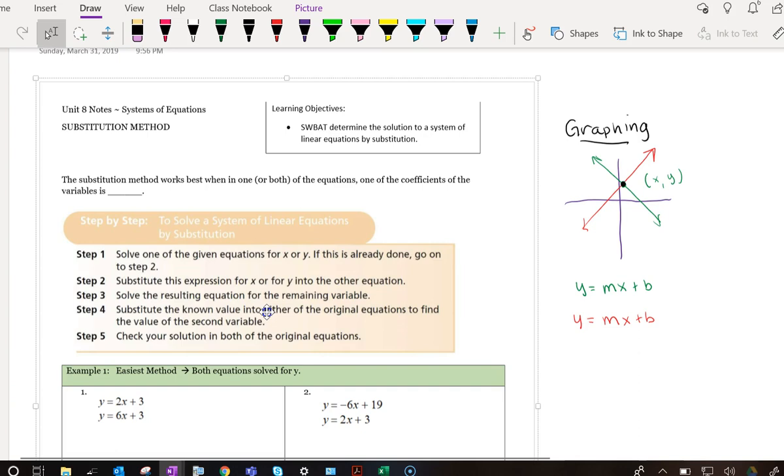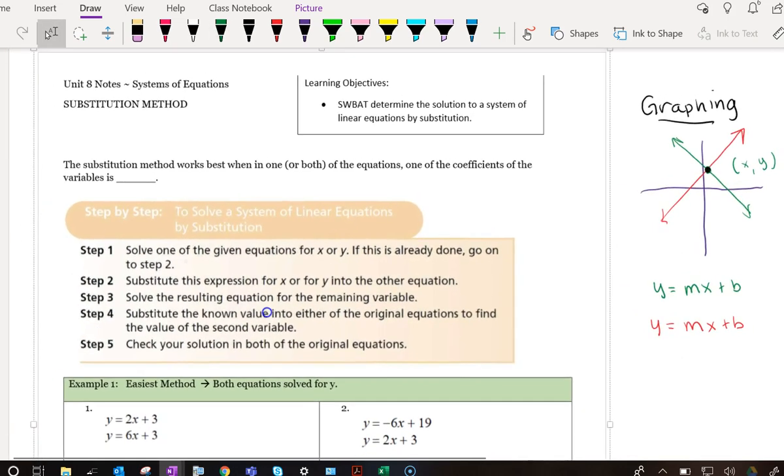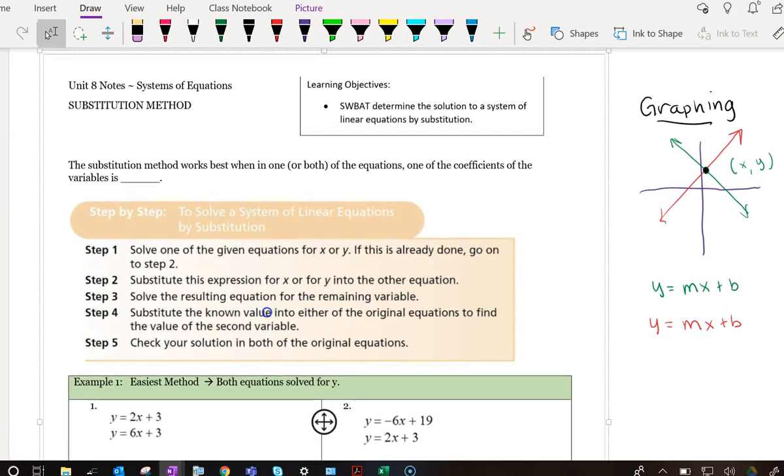And so the substitution method works best when, in one or in both of the equations, one of the coefficients of the variables is 1. Okay, so here are your steps.